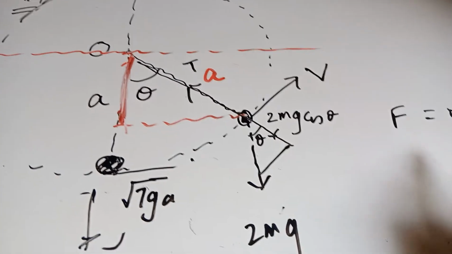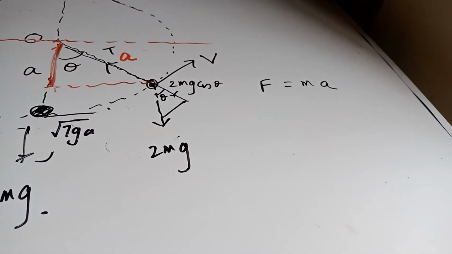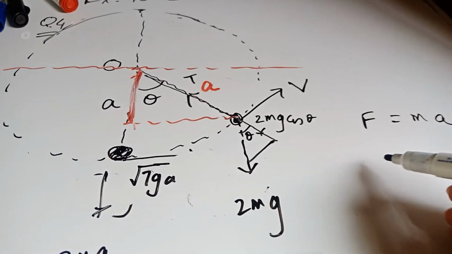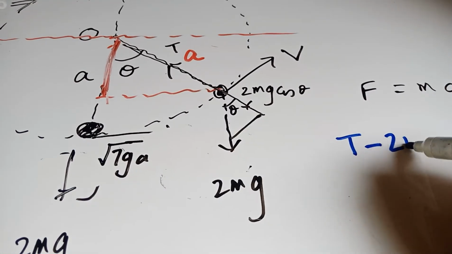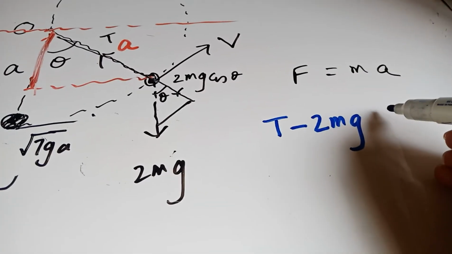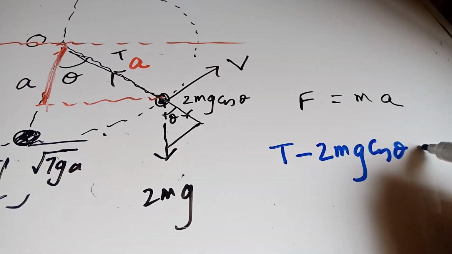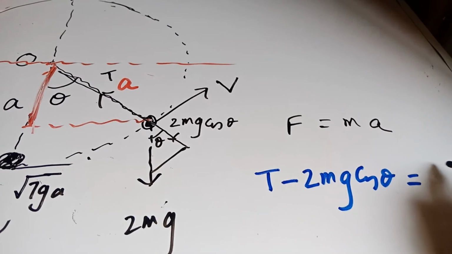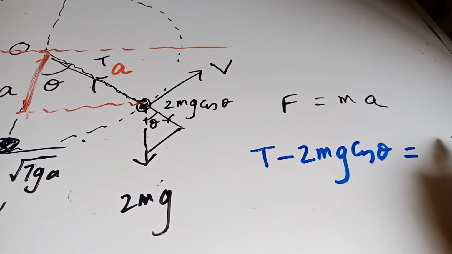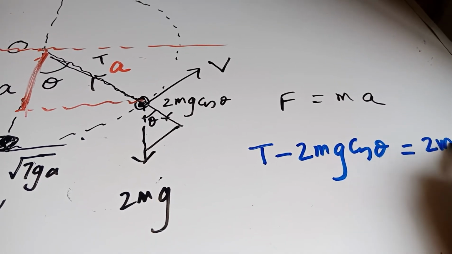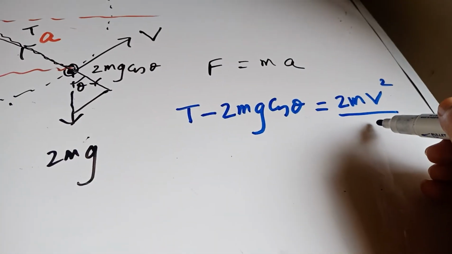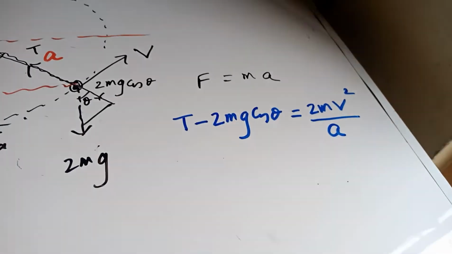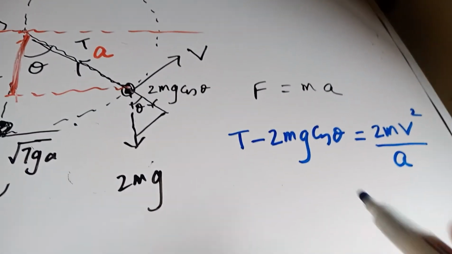So I can write T minus 2mg cos theta is equal to mv square over r. So m is basically 2m, and v square over r is a, with us. Okay, so this is one relation with us, and this is another relation with us.